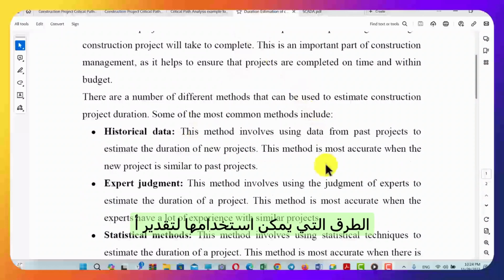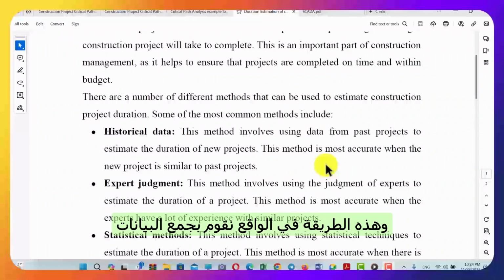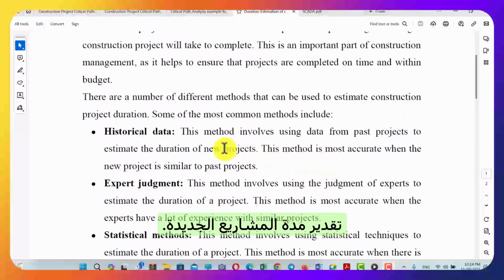So there are a number of different methods that can be used to estimate a construction project duration. Some of the most common methods include: first method is the historical data. So what do you mean by historical data? In this method, we gather data or use the data from past projects to estimate the duration of new projects. So we have here two choices.